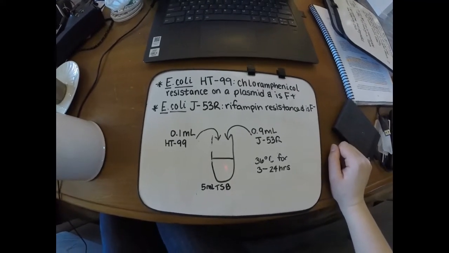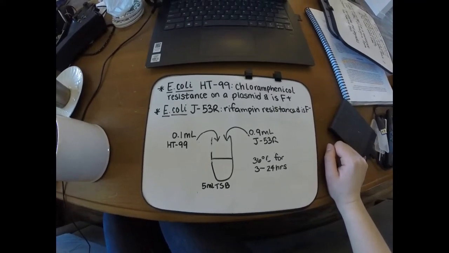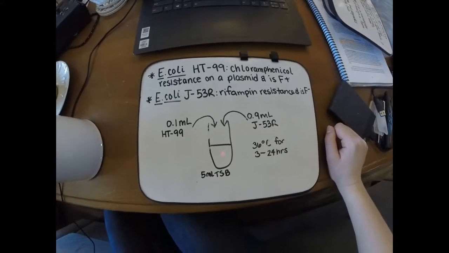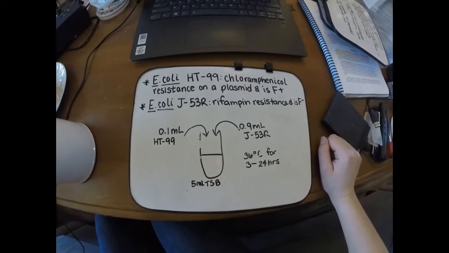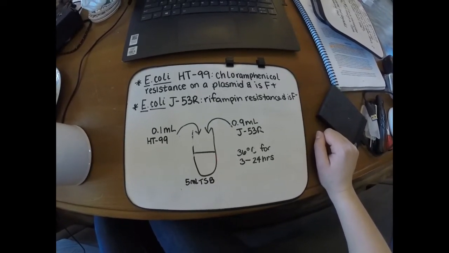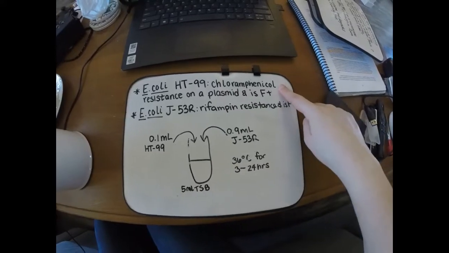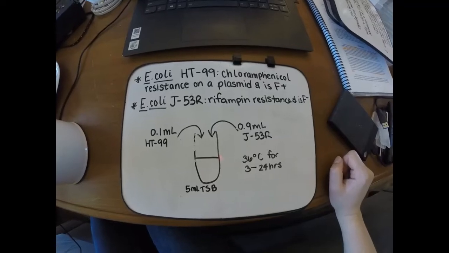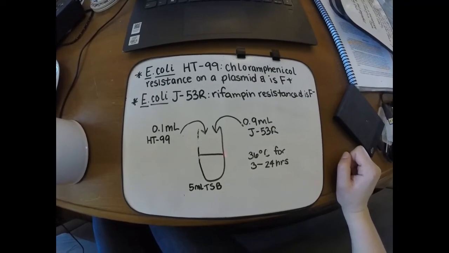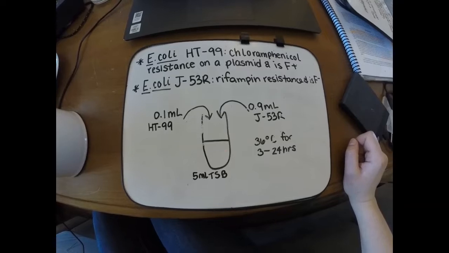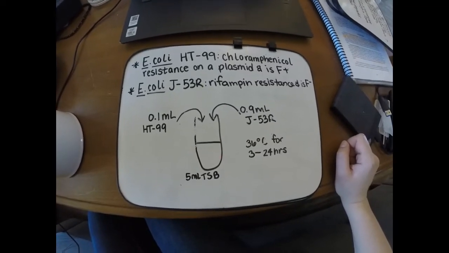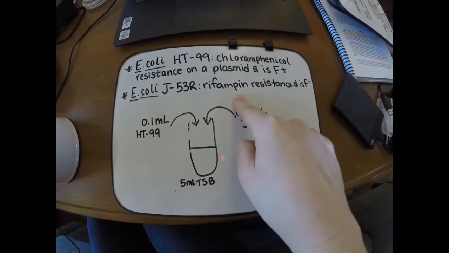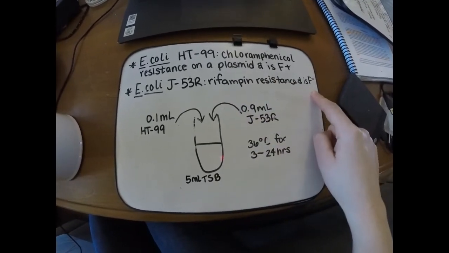So what are we doing in this particular lab? We are looking at conjugation, and the way we're doing this is through two different E. coli strains. One is HT99, which has resistance to this particular antibiotic here, and is our F+, which means that on that plasmid it has the gene to create a pilus. The other strain that we're looking at is J53R, which has resistance to this particular antibiotic and is our recipient.